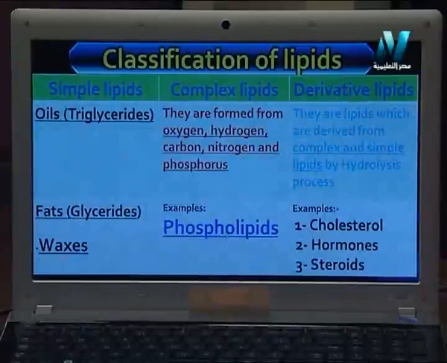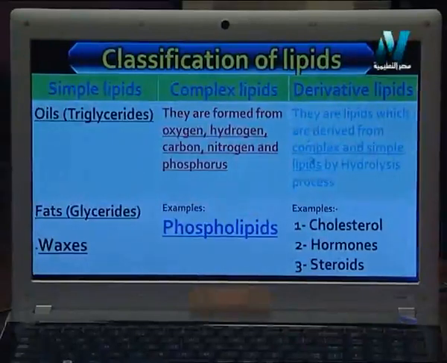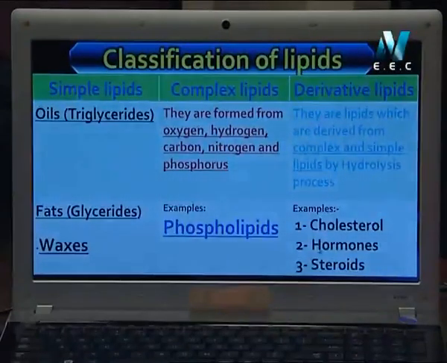What's meant by phospholipids? I will explain it in more details. What about derivative lipids? Derivative lipids are derived from complex and simple lipids by hydrolysis. What's meant by the word hydrolysis here? Adding water, breaking down complex or simple lipids, producing derivative lipids. We have cholesterol, hormones, and steroids.